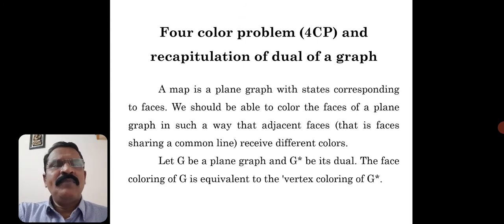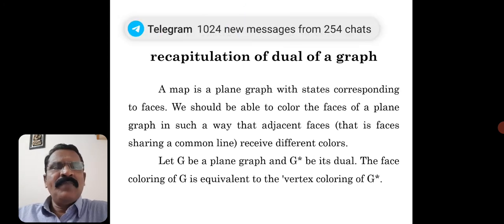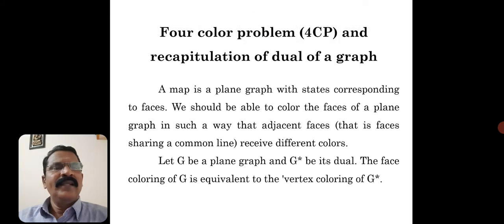We should be able to color the faces of a plane graph in such a way that adjacent faces, where I said adjacent countries, or the countries with a common boundary, so instead of that I am using a graph theoretic word, that is, faces sharing a common line, must receive different colors. That is the idea of a coloring. Okay. So now how to color a map? First of all you have to consider the plane graph of the map.